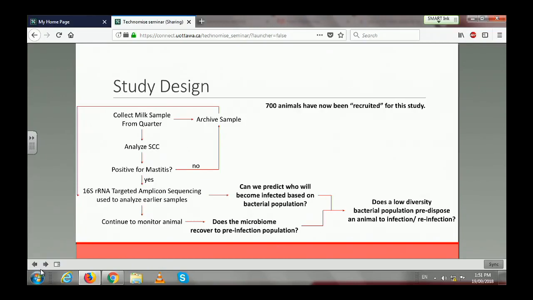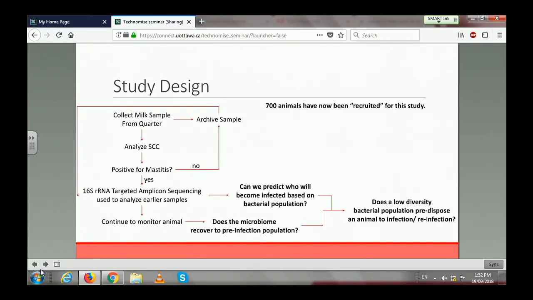And then another question is, does the microbiome ever recover post-infection? So the studies that have looked at this have only gone a couple weeks out, whereas the animal might live for another 6 years. Does that udder actually recover in the 6 years downstream? So this study is actually funded for 5 years. So after 5 years, I think we're actually going to get a really good look at, does the microbiome ever recover to pre-infection populations?